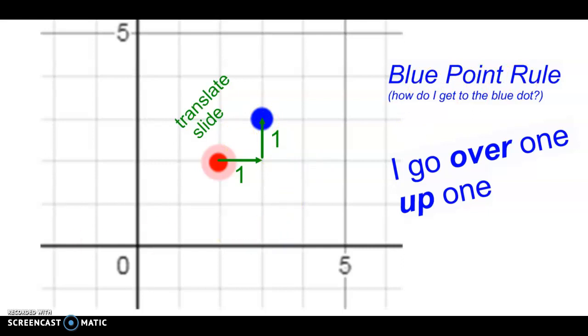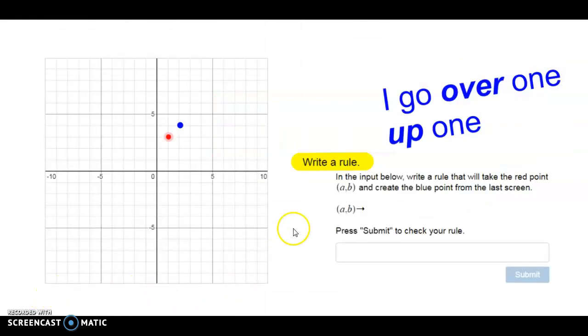Now the final step, that last slide, is going to say, how do I write that rule using math? What exactly do they want me to put here? And I know my rule. My rule says I go over one and up one. That's how I get to that dot. And what they're looking for is this.